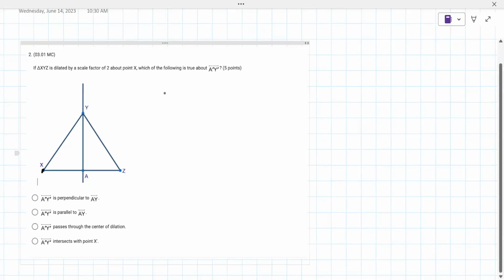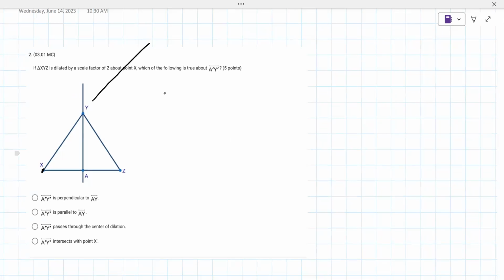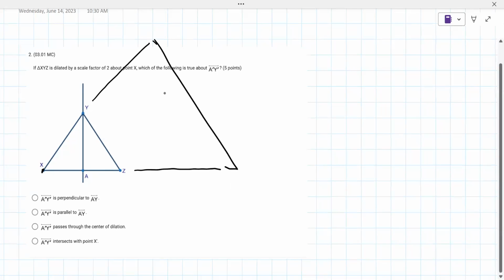Okay, let me do this differently so I can see it. Like that. Okay, so that's Y prime and that's Z prime. So AY prime, I guess that would move as well. We don't know exactly where, but we'll just say somewhere here. Perpendicular to AY? Probably not. Looks like they'd be parallel.